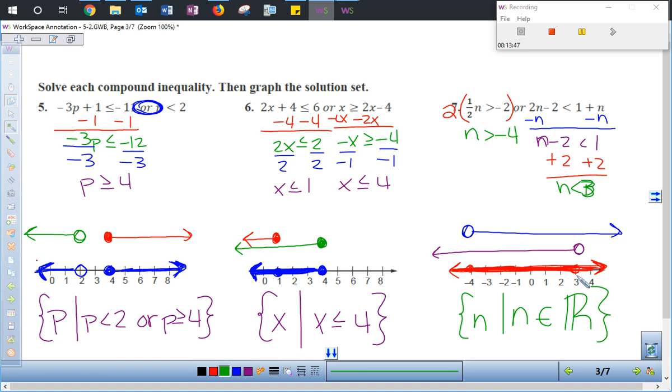And if you want, you can choose a number to pick and see if it works. You just have to have a number that's bigger than negative 4 or less than 3 to make these true statements. So if I choose a number that's bigger than negative 4, like 0, it works. If I choose a number that's less than 3, like negative 2, it works. Now the two numbers that might give us a little trouble, negative 4 and 3, let's see if they work. If I choose the number negative 4, it's not bigger than negative 4, but it is less than 3, so it's okay. Or if I choose the number 3, it's not less than 3, but it is bigger than negative 4, so it's okay.